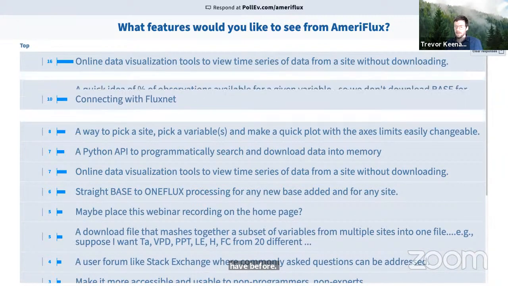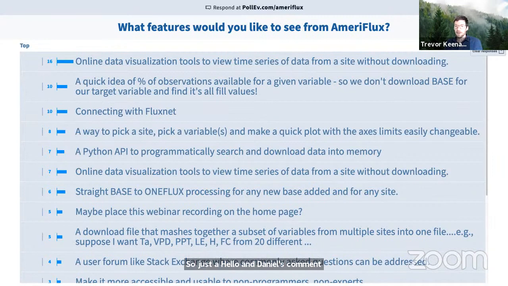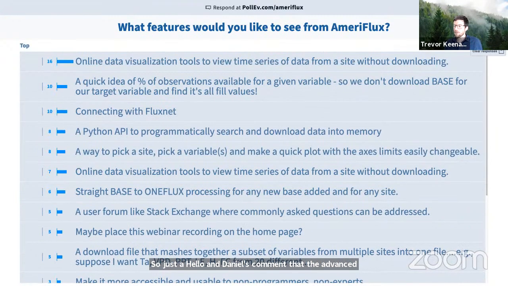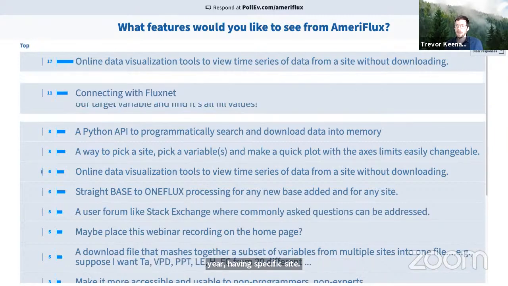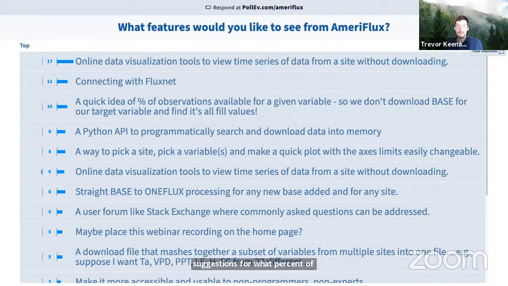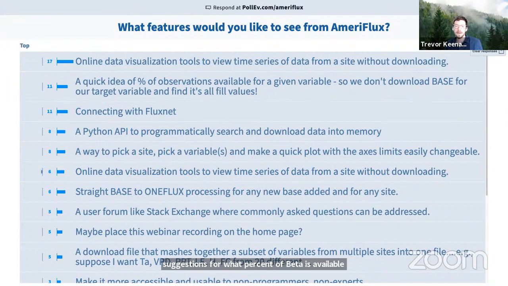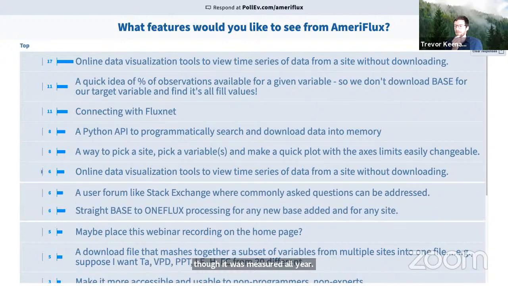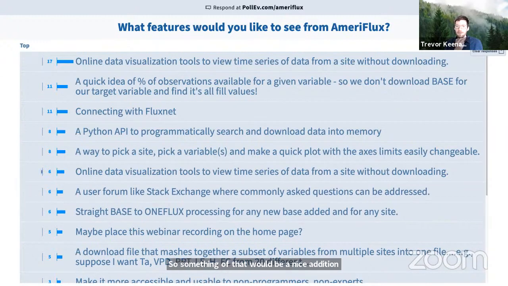So just to highlight Danielle's comment, the advanced filters for site sets does have a filter for specific variables and specific years. So you can select or filter by whether, for example, methane was measured for a specific year at a specific site. What it doesn't have at the minute, as the second suggestion says, is what percent of data is available during that year. Was it measured for just a month or a week or 6 months or 9 months? Is it 90% gaps, even though it was measured all year? So something of that would be a nice addition. Thank you all for that suggestion.